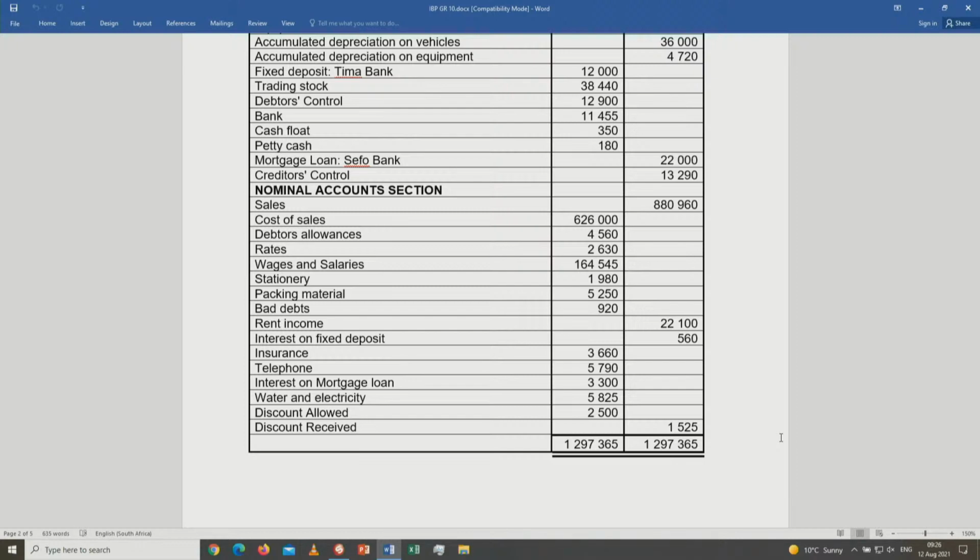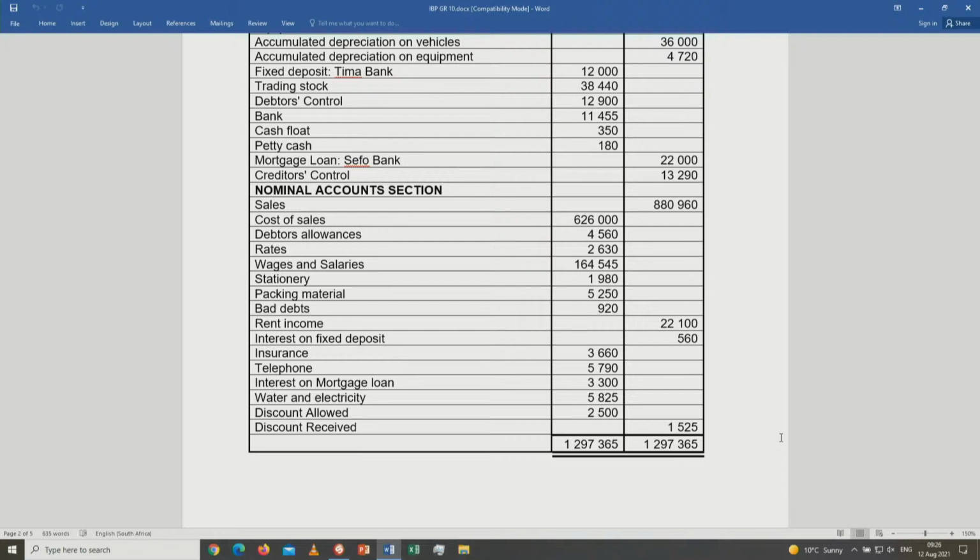And then we have our sales, which is 880,960, and then we subtract debtors. Please remember to subtract debtors allowances. What are debtors allowances? Debtors allowances are the returns from our debtors.